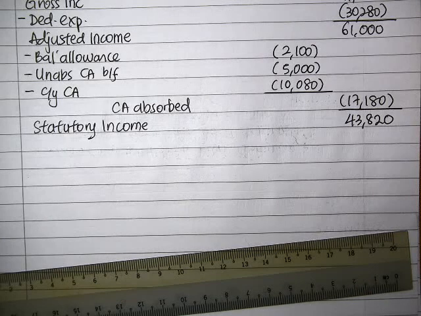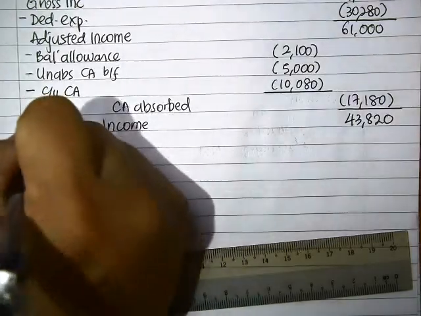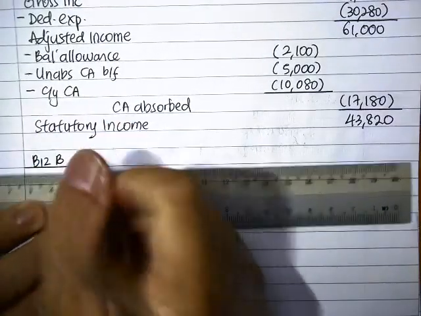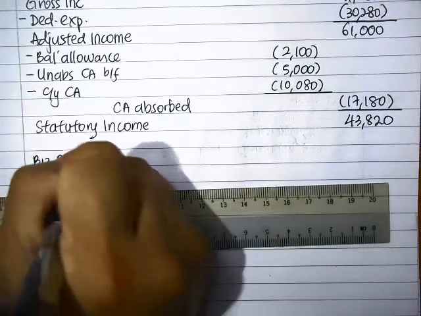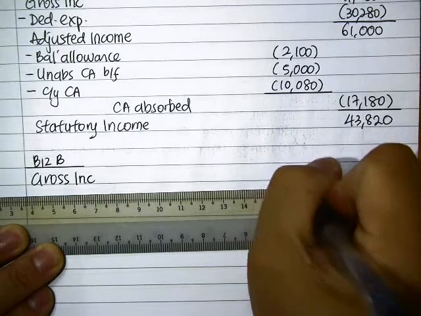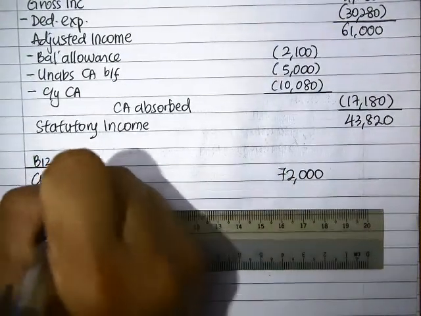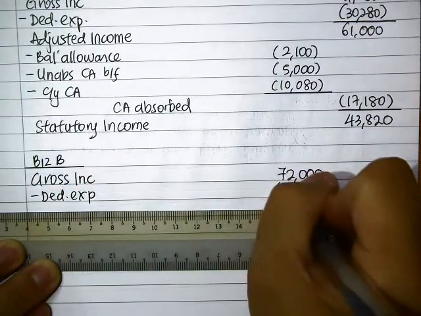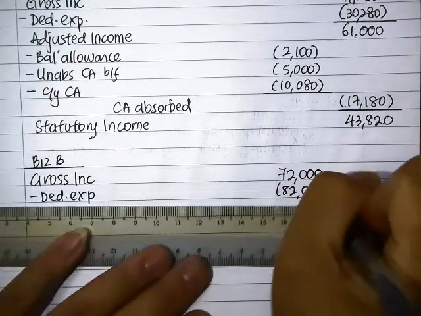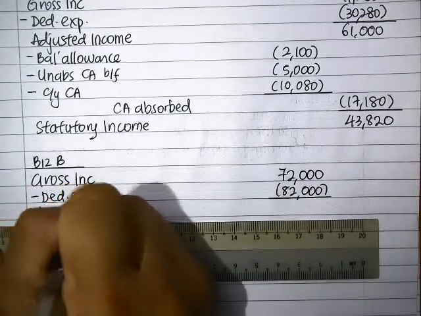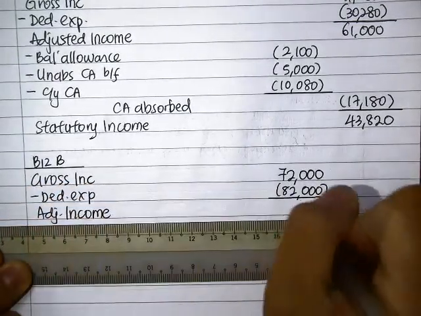Now you just repeat for the next business B and then business C. So for business B, my gross is 72. Now deductible expenses is 82. So 72 minus 82, what do you get? Adjusted income, which is 0. So you just put a nil.